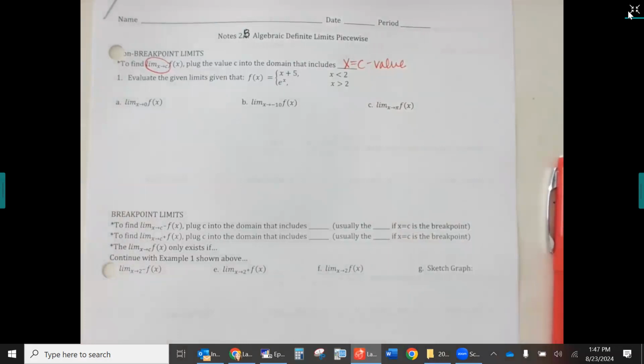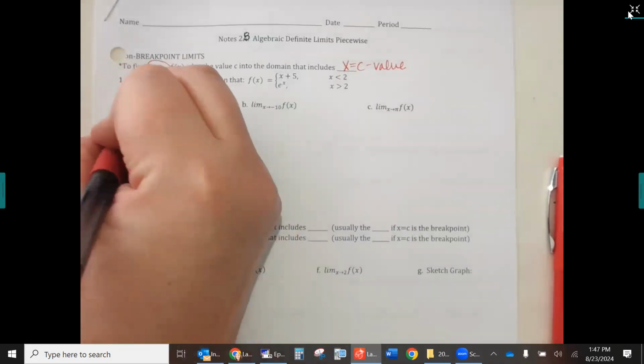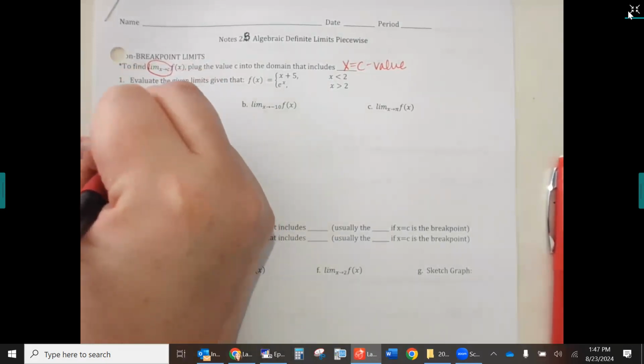For number one, this is called a piecewise function because you have two equations that you're going to use for different sections of x. You're going to use x plus 5 anytime that your x is less than 2, and you're going to use e to the x anytime your x is bigger than 2. So if I'm doing a, what is x approaching? 0. Is that less than 2 or bigger than 2? Then you would plug into the less than 2 equation, which is x plus 5. So I would do 0 plus 5, which gives me 5.